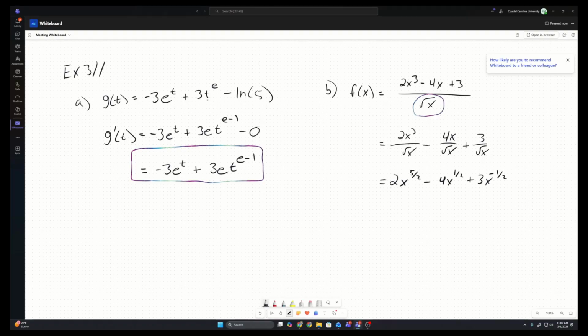And this is what we're taking the derivative of. If we start going from here, it's a lot more complicated. So if I do f prime, 5 halves times the 2 becomes 5 x to the 3 halves, so you subtract 1 from the exponent, minus 2x to the negative 1/2.